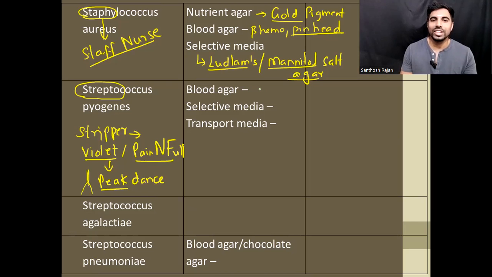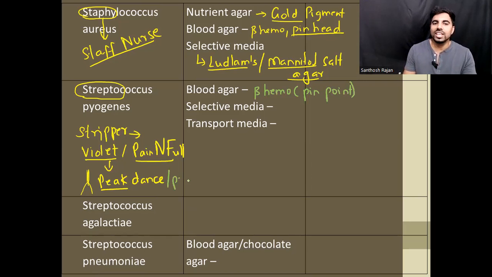In blood agar, first of all, let's talk about plain blood agar. In plain blood agar, this also produces beta hemolysis. But what is the colony here? I told you, pinpoint, because strippers always stand on the peak or the point. So pinpoint colony, number one.